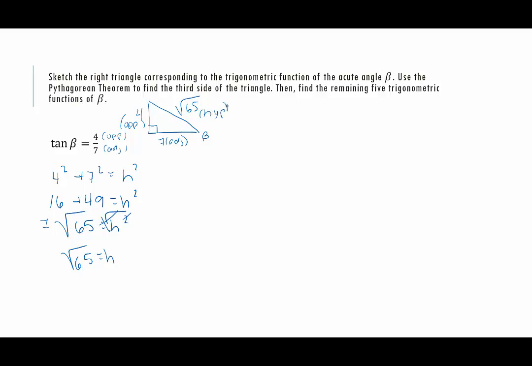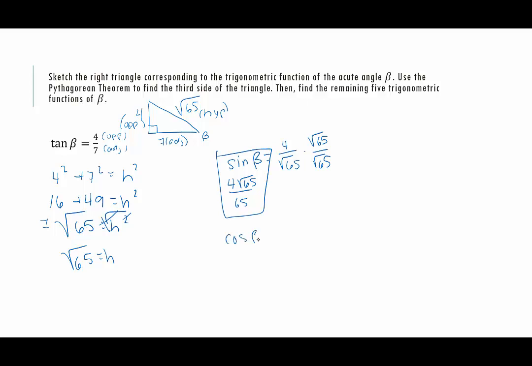So now it's just like the example we just did. We just had an extra step at the beginning, and that's using the information from the ratio we're given to figure out what the side lengths are with respect to that. So now we can do sine of beta. Sine is opposite over the hypotenuse. And we need to rationalize the denominator, so we're going to multiply by the square root of 65 over the square root of 65. That's going to give me 4 radical 65 divided by 65.